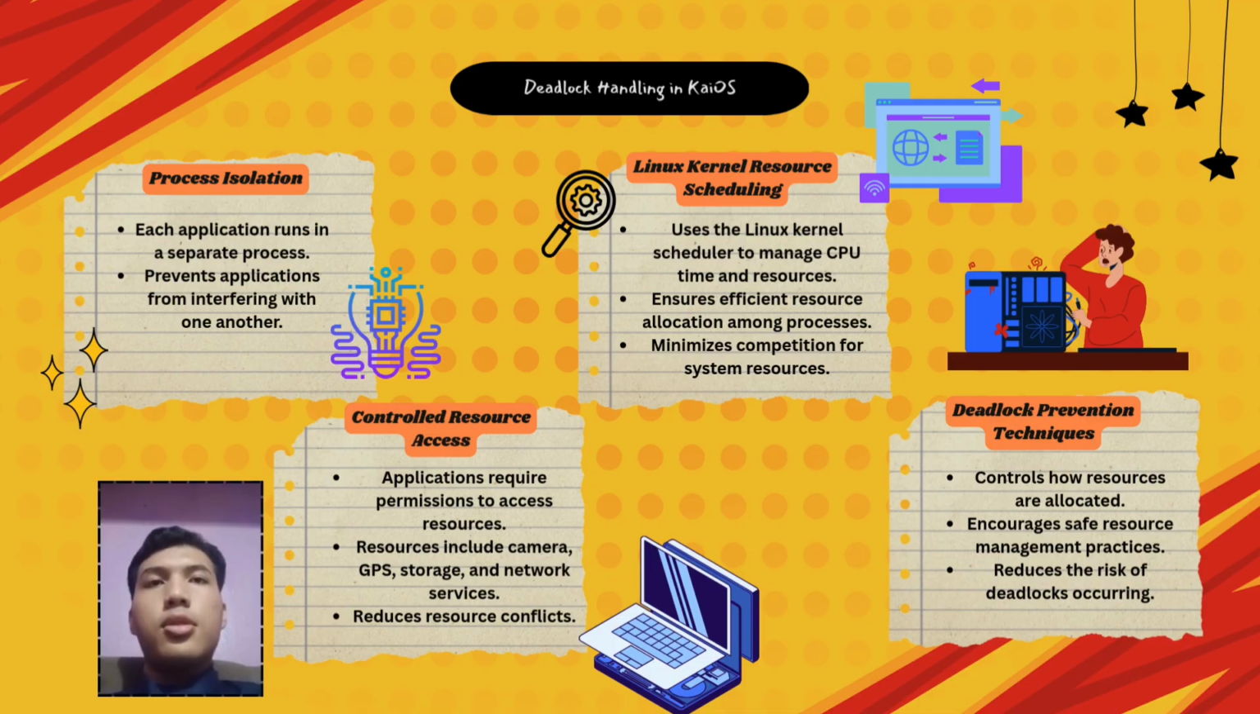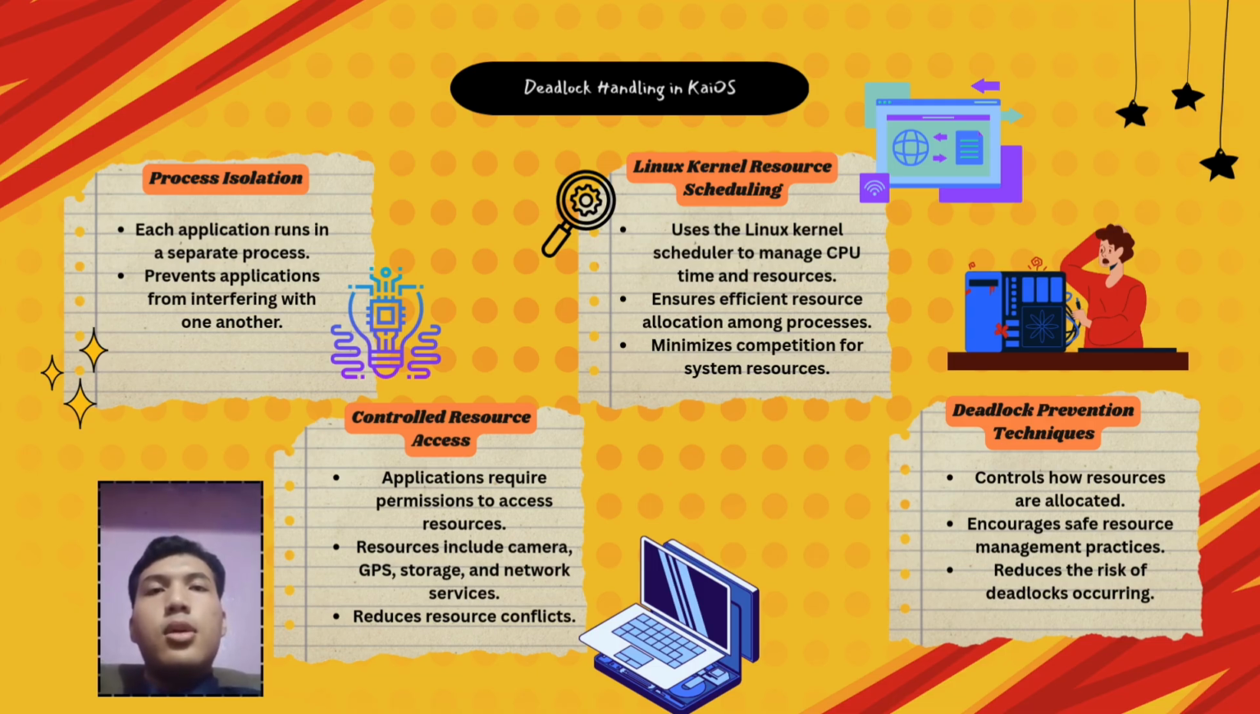First, KaiOS implements process isolation. Each application runs in a separate process, reducing the chance of one application interfering with another. Second, KaiOS uses controlled resource access. Applications must obtain permission before accessing resources such as the camera, GPS, storage, or network service.